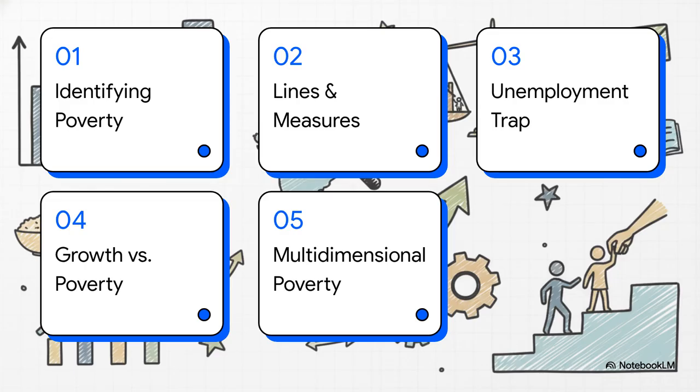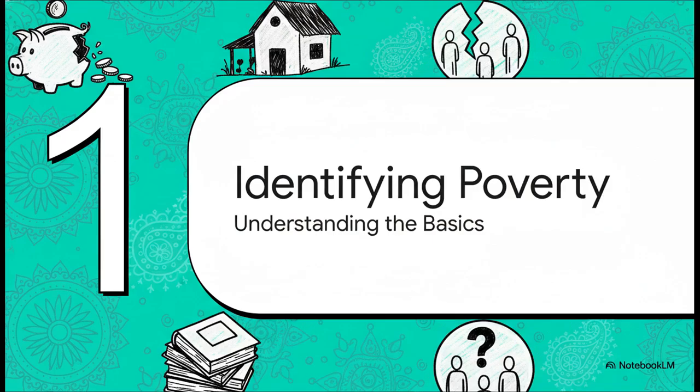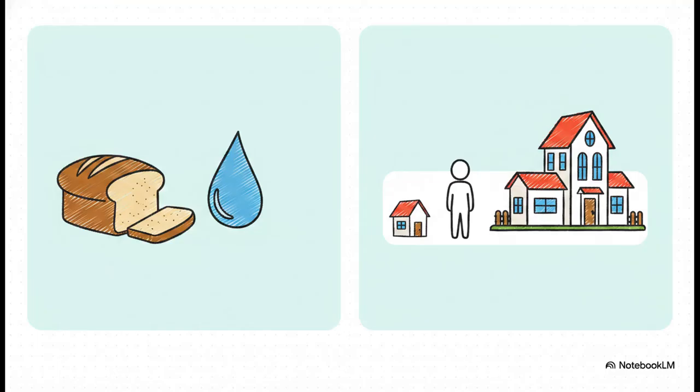Let's get started. Section 1. Understanding and identifying poverty. Okay, we have to start by recognizing a fundamental truth. Poverty isn't just about having a low balance in your bank account. It's a severe deprivation of basic capabilities, health, education, and social participation. To really get this, we need to look at poverty's dual nature.